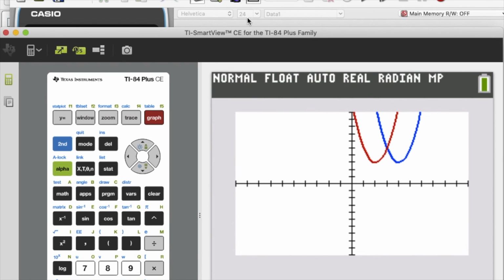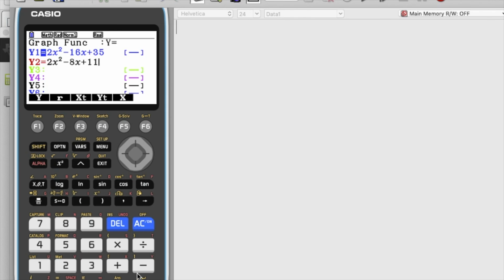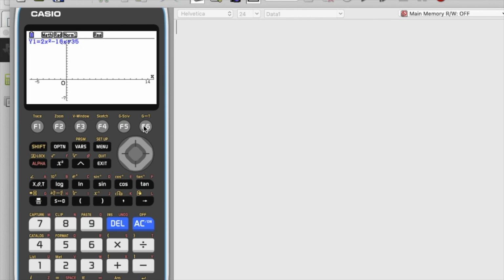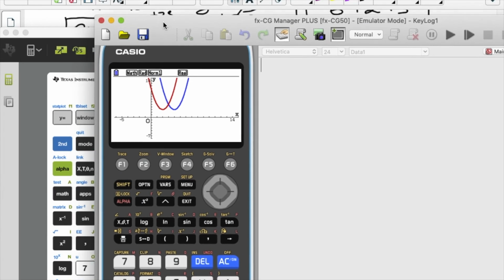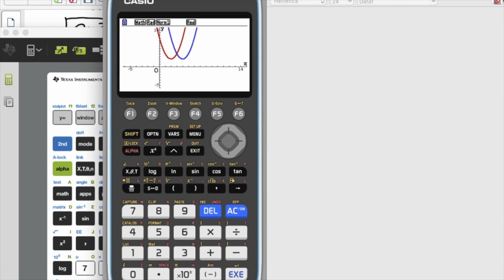Okay, and then if I graph this one, there's the other. So what do you think is going to happen here? How many solutions do you think we're going to have? Yeah. And do you know why that is? How could you tell? Yeah. They have the same A value.